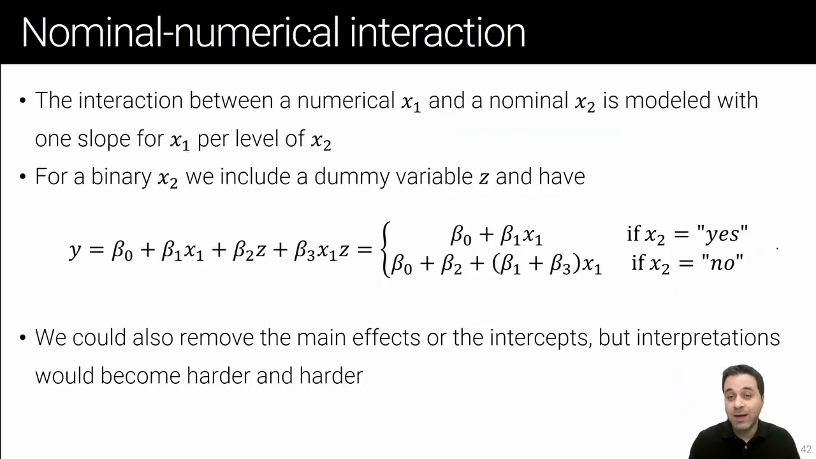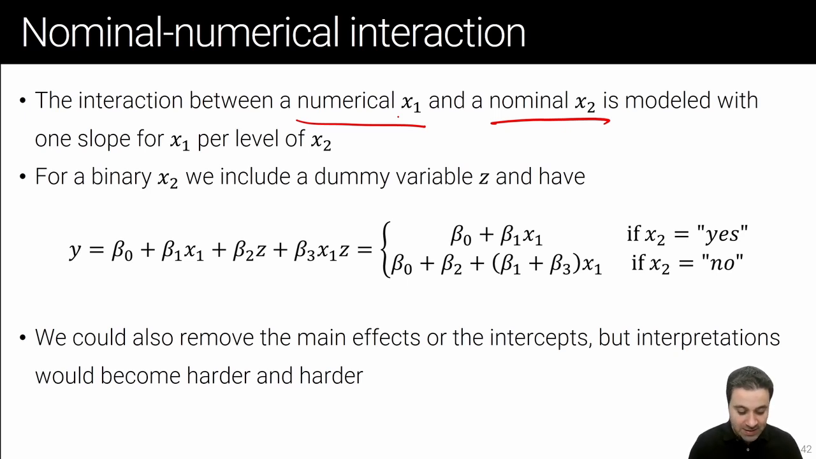And finally, we have the interaction between a numerical predictor and a categorical predictor. And specifically, let's say that x1 is numerical and x2 is nominal or categorical. How do we do it? Well, what this is going to do is model one slope for the numerical variable per level of the categorical variable. So what it's going to do is tilt the line up or down depending on the specific level of x2.